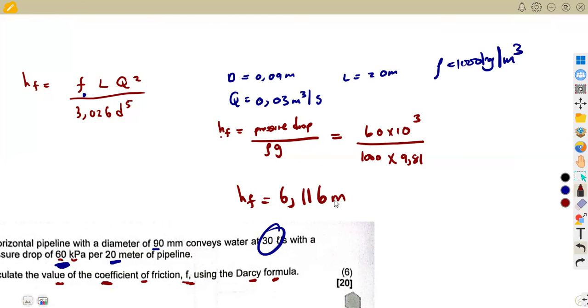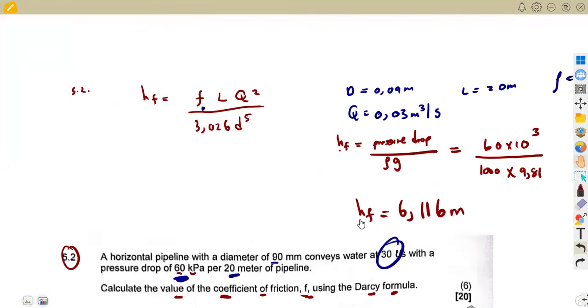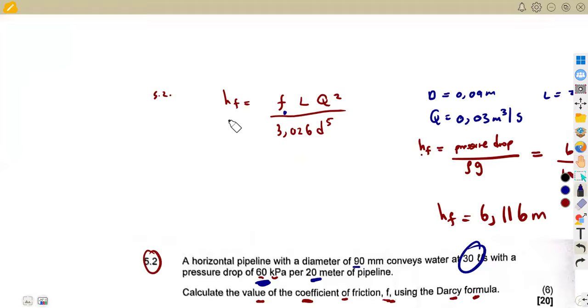With this information that we have, we can calculate F. Remember, the question there is for us to calculate F. In order to calculate F, which is the coefficient of friction, we can make it the subject, or we can substitute our information there. As for me, guys, I love to do this mathematically. I can just make this one the subject. So I'm just going to cross multiply. So it's going to be 3.026 d to the exponent of 5 times HF.